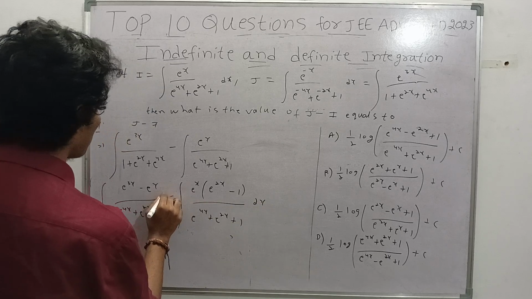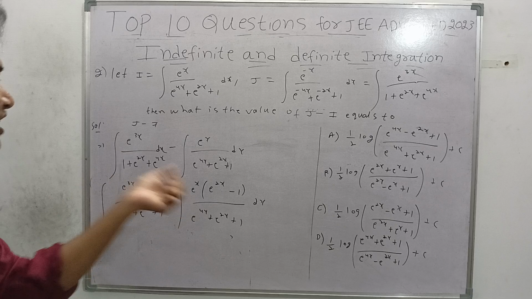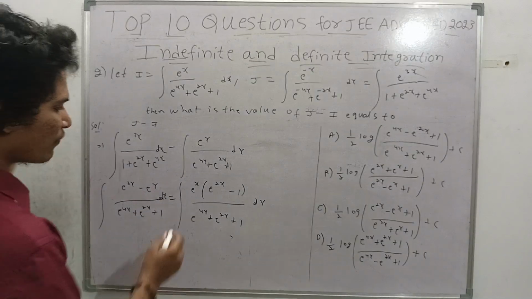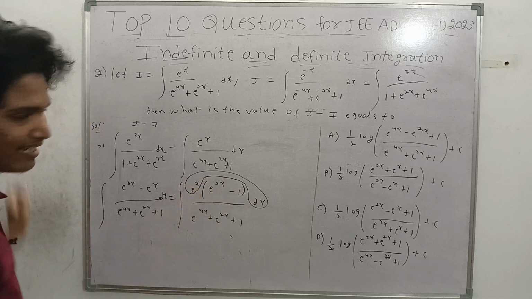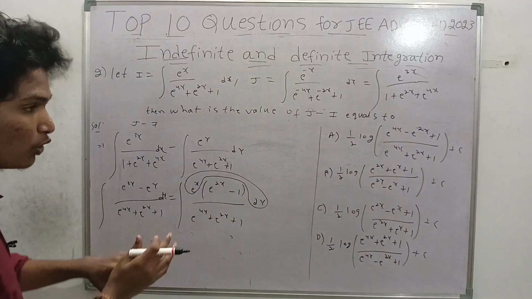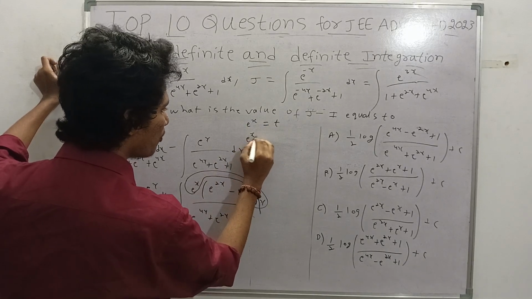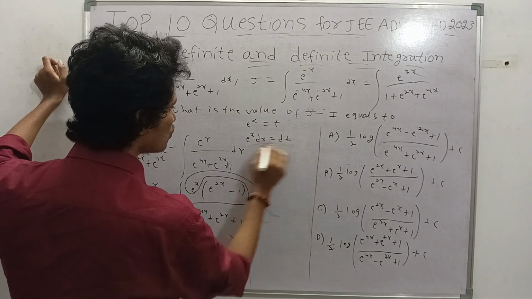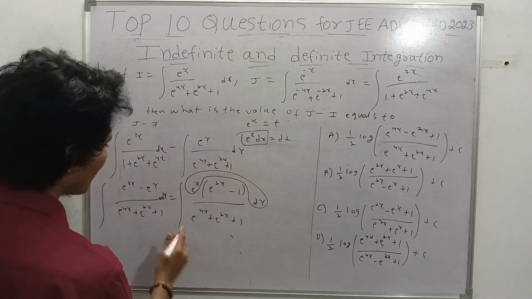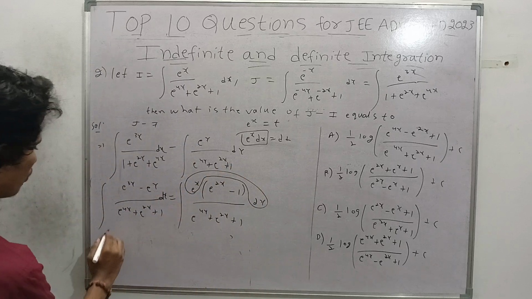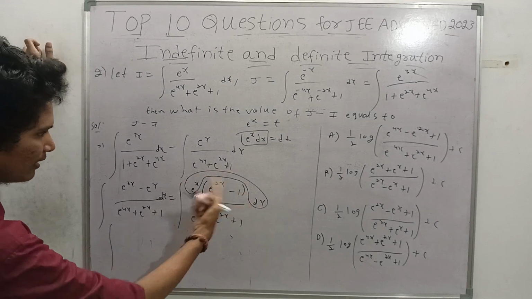For every part, dx will be compulsory, here it is dx, here it is dx, because we are integrating with respect to x. Now, if you observe carefully, there is e power x into dx. Are you getting the idea? Suppose I take e power x equal to t, then e power x dx equals dt. So I can replace e power x into dx with dt. I am completely replacing this, and the overall integral now has dt.